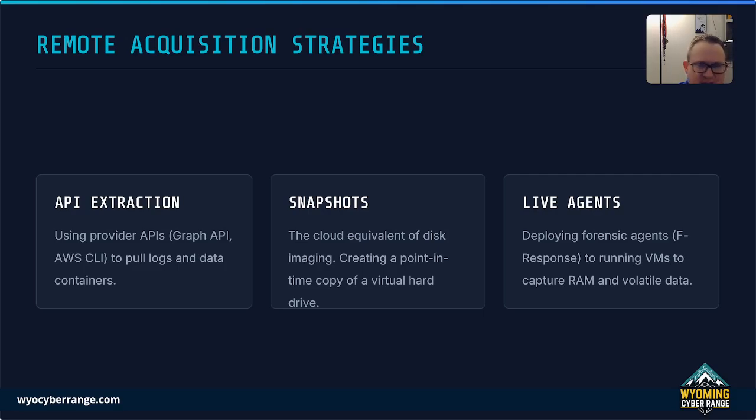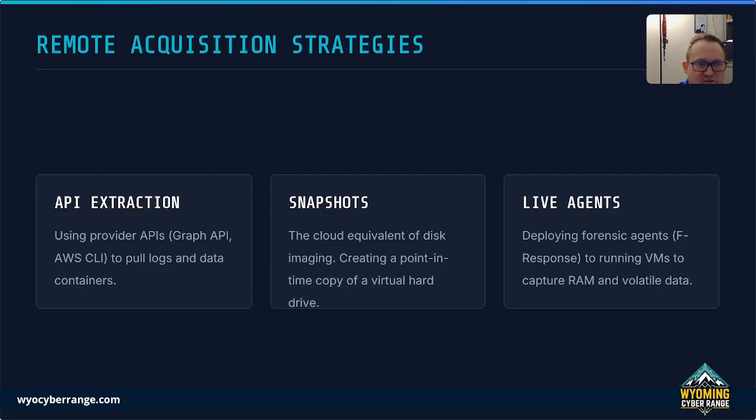Other ways that we can get it would be snapshots. This is the cloud equivalent of disk imaging, which is great because we can create a point-in-time copy of a virtual hard disk, and it is forensically identical to the original. Lastly would be live agents, and we can deploy specialized live agents like F-Response to run directly on the VM to capture anything volatile, like RAM or anything over the network. Especially if we want to keep an eye on a live malicious server that we have access to, to see if we can trace back its command and control.